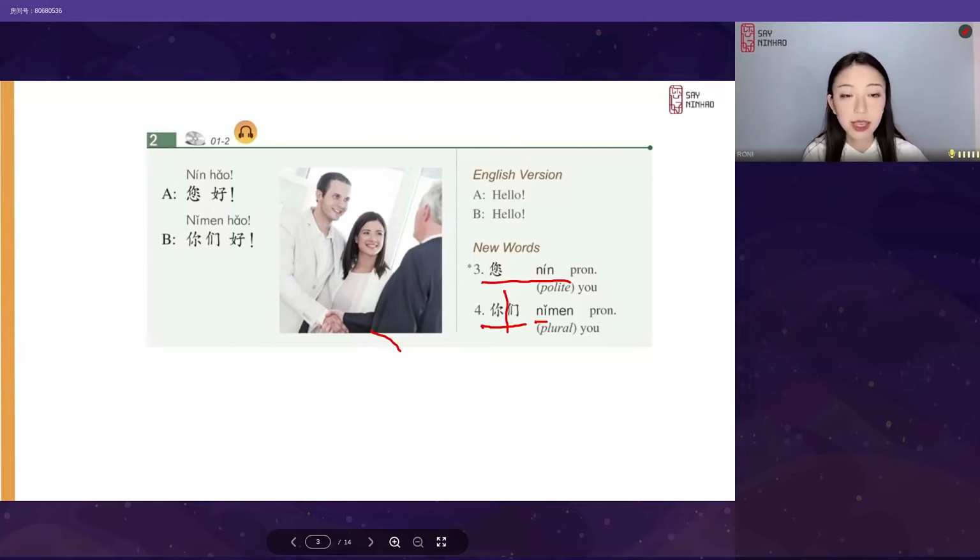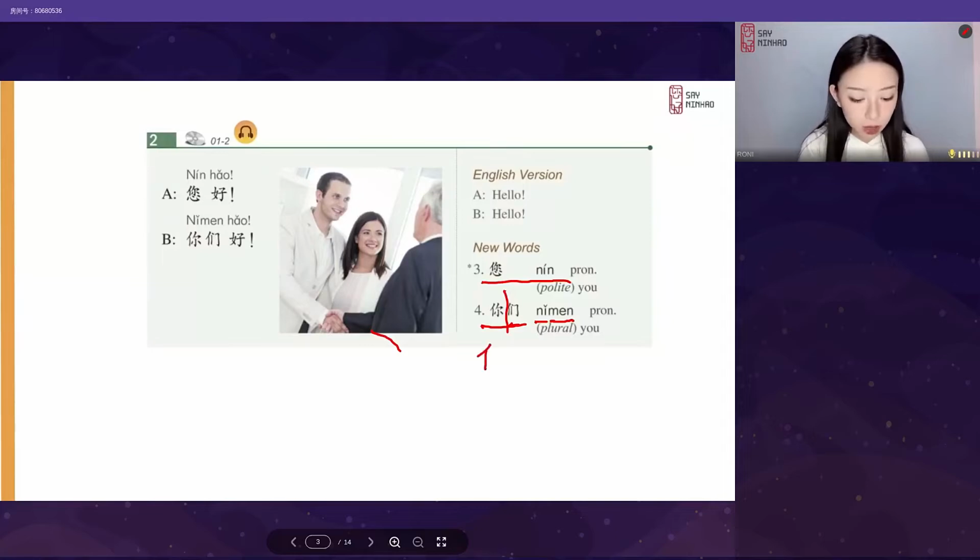Next one, 你们, 2 characters. First one is 你. We all know that means you. And next one is 们. We can see there is no tone mark on this pinyin, which means this is a neutral tone. Neutral tone. So for the neutral tone, we should read this neutral tone soft and quick. We shouldn't read it as 们. We should read it as 们. Okay? So read after me, please. 你们. 你们. 你们. It means you, but plural.